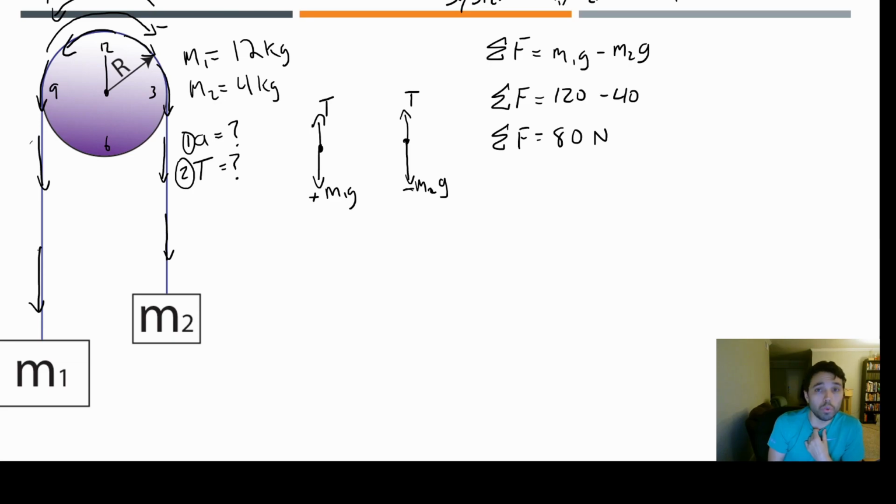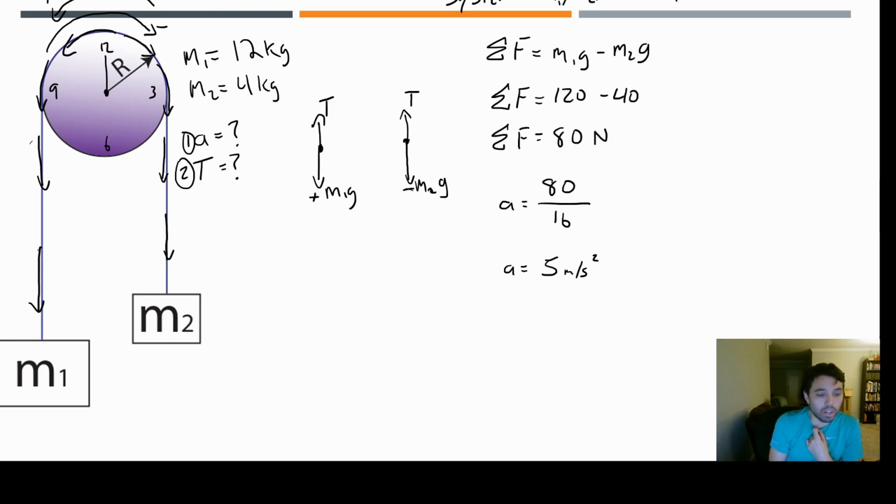Now we're going to use Newton's second law to find the acceleration. The net force is 80 newtons divided by the mass of the system. It's not just one mass or the second mass, it's the mass of everything, which in this case is 16 kilograms. So the acceleration of this system will be 80 divided by 16, which is 5. Acceleration is 5 meters per second squared.